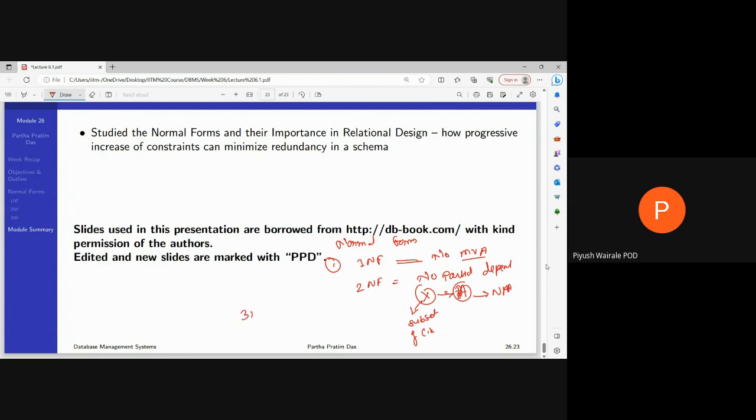For 3NF, no transitive dependency, that is, non-prime attribute determines non-prime attribute. If it is there, then it is not in 3NF. So it should not be there, and this one also should not be there in 2NF, as it violates the 2NF condition.